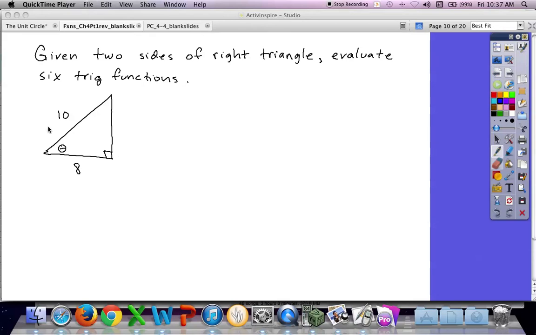So if you're given two sides of a right triangle, you should be able to find the 6 trig functions, right? What would you have to do before you could find the 6 trig functions? Find the third side, right? And how are we going to find this third side? Pythagorean theorem, right? This side should be the square root of 10 squared minus 8 squared, right?